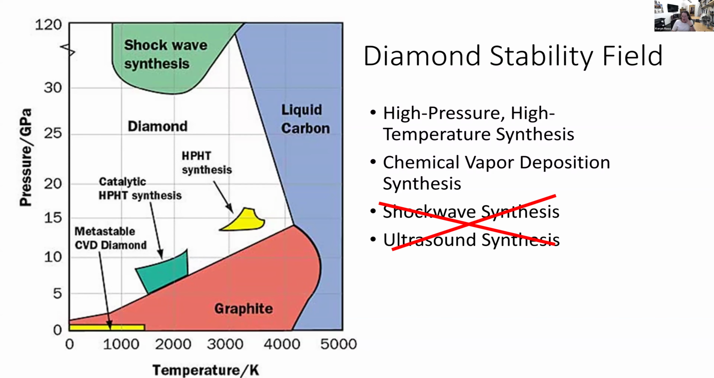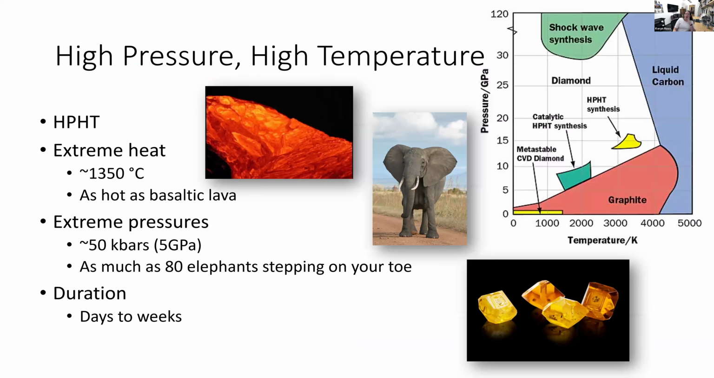So let's start out with high pressure, high temperature. For high pressure, high temperature diamonds, HPHT, you have to have a lot of heat, hence the high temperature. It's pretty much as hot as basaltic lava. So if you've ever been to Hawaii and seen the volcano erupting and it's super hot, that's how high the temperature gets in those tetrahedral presses.